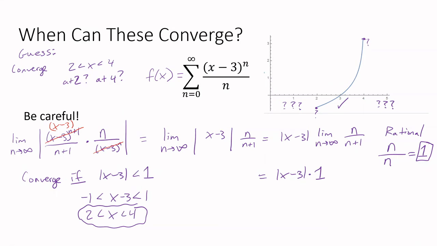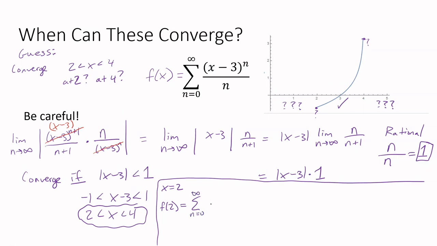So the way we do this is we say, okay, I don't know what happens at 2 and 4, so let's just check. Let's let x equal 2. I'm going to plug it in. So f of 2, if it exists, is equal to the power series here, but I'm going to plug 2 in. So 2 minus 3 is negative 1, to the n over n. Okay, so then my goal now is to say, what in the world does this thing do? But hopefully this isn't too bad.